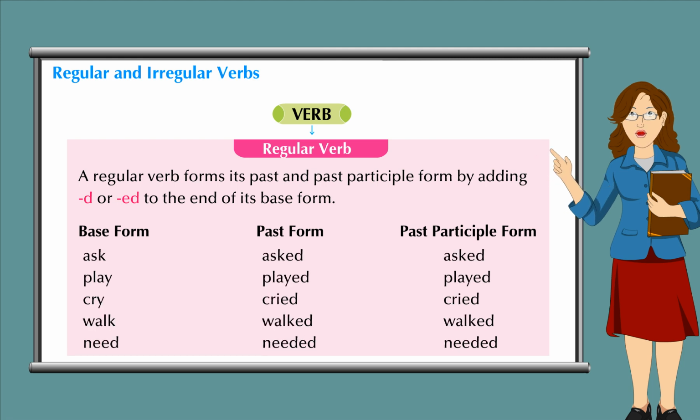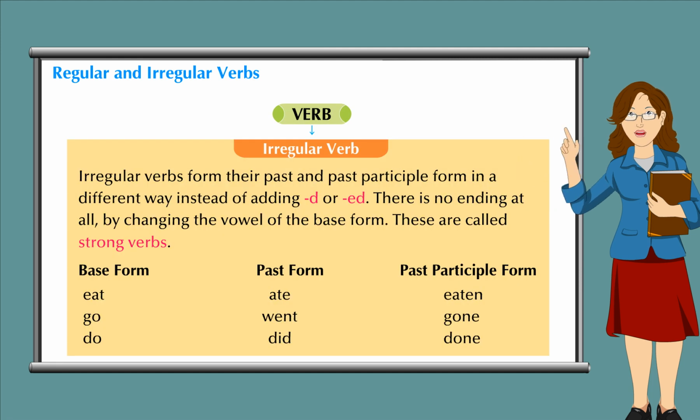Ask, asked, asked. Play, played, played. Cry, cried, cried. Walk, walked, walked. Need, needed, needed. Irregular verbs form their past and past participle form in a different way instead of adding d or ed. There is no ending at all, by changing the vowel of the base form. These are called strong verbs.